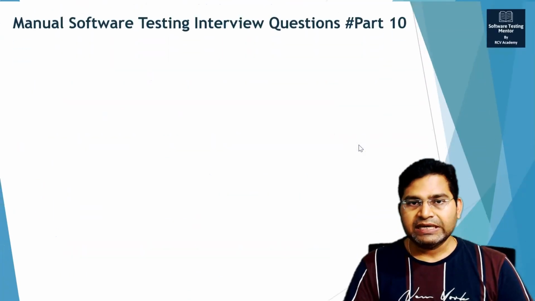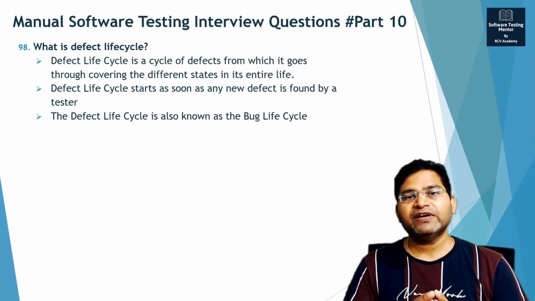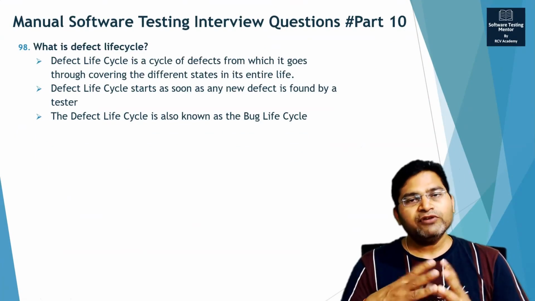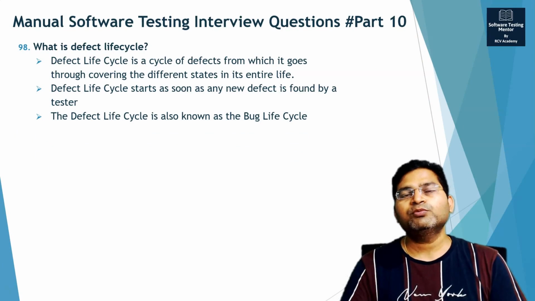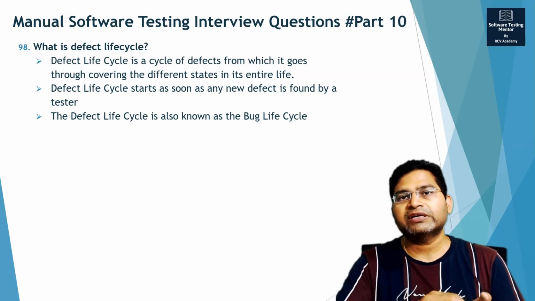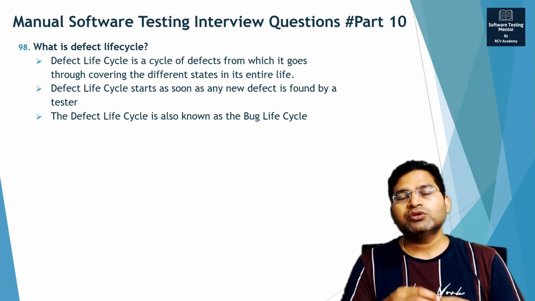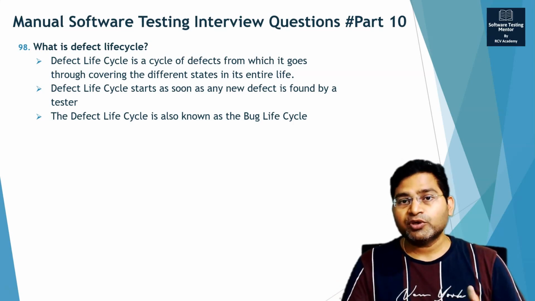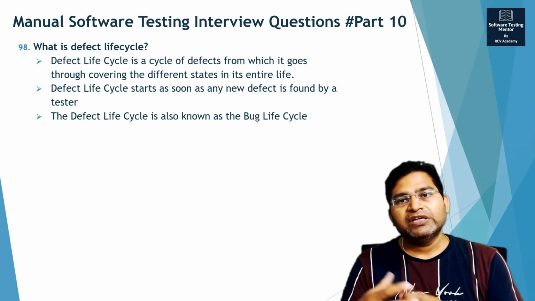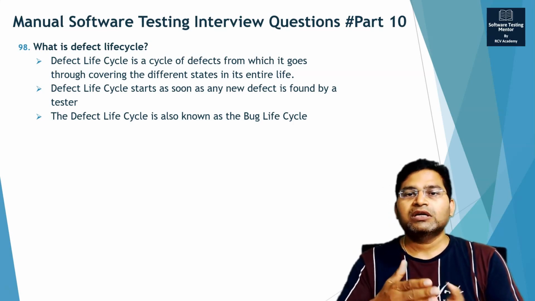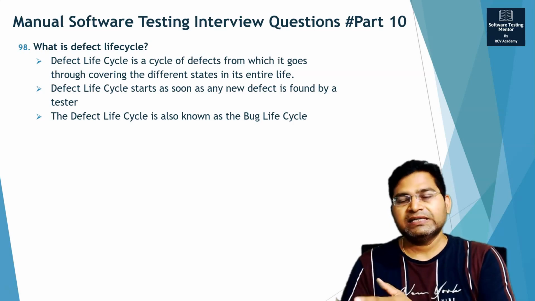Now moving on to the 98th question, what is defect life cycle? Right, whenever there is a defect, there will be a process to follow, to make sure that it follows the right steps and phases so that it is addressed properly in the project. So defect life cycle is nothing but the cycle of a process which a defect goes through, covering the different states in its entire life, right?